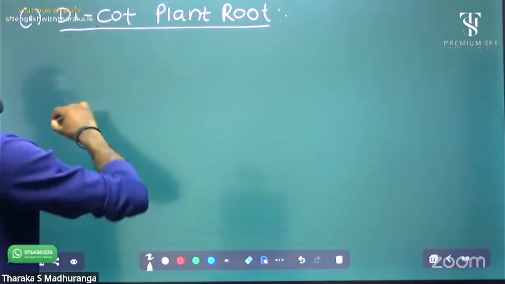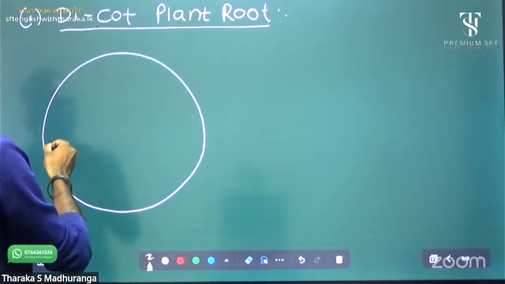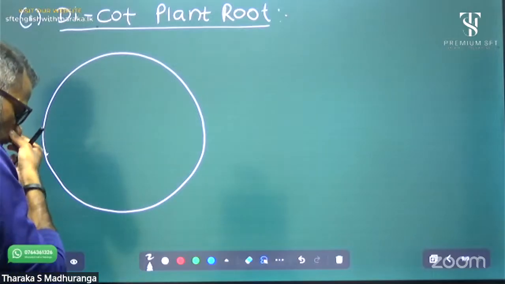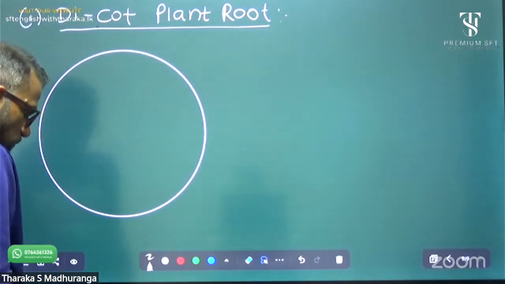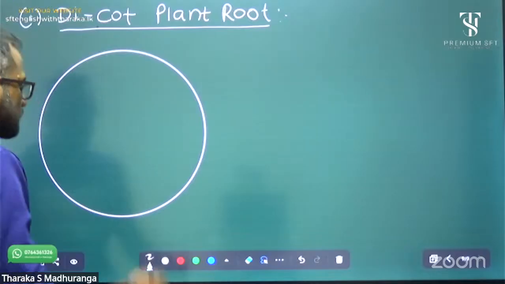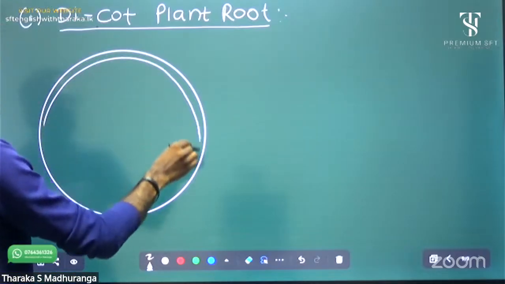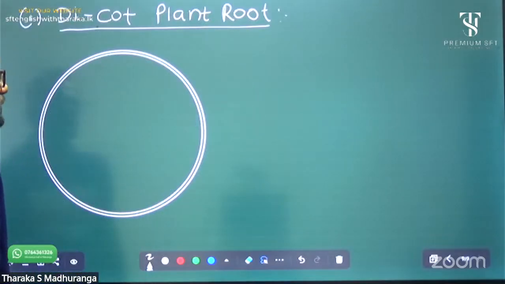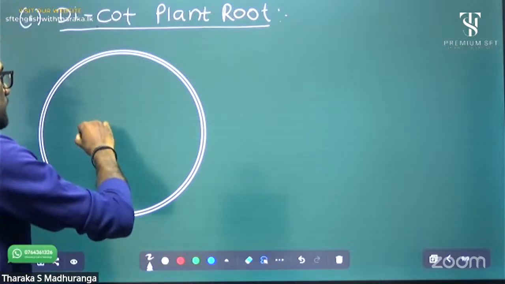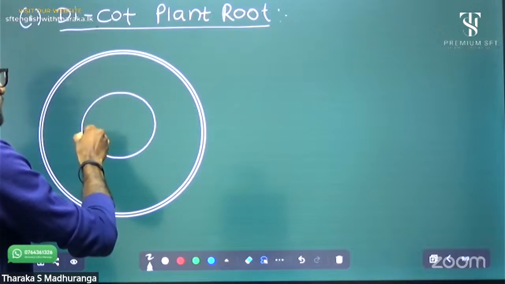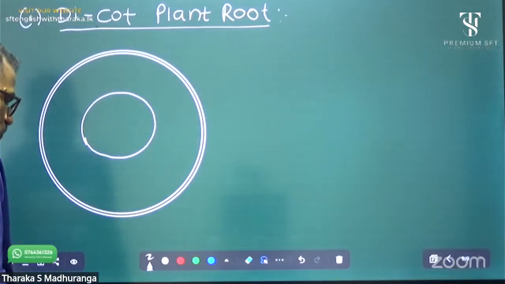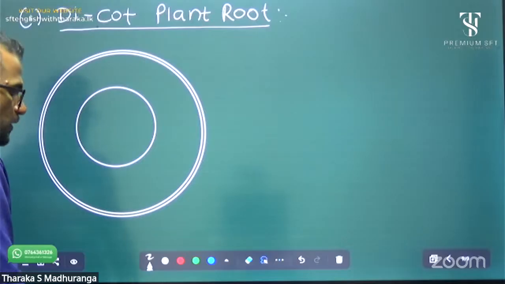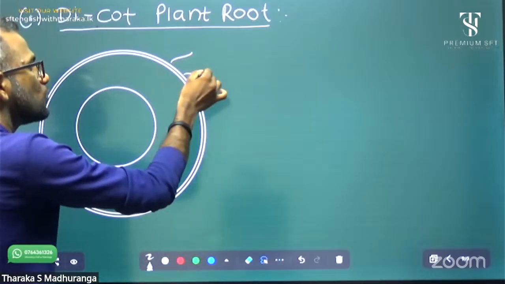Draw a circle. Draw another circle. It is very simple. Root is simple, right? Draw another circle, and now draw another circle inside that. It is very simple to identify a root.